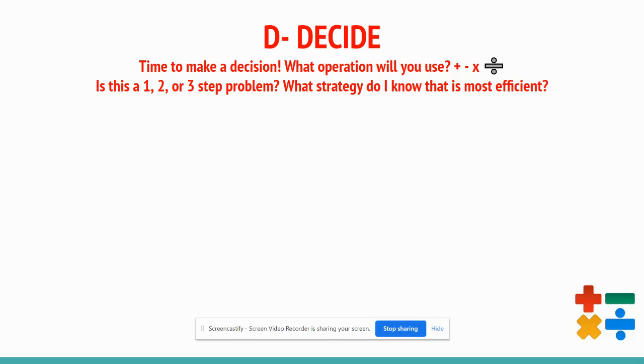Is this a one-step or a two-step or a three-step problem? What type of strategy might you use that's going to be most efficient? This is where you would decide that. You can jot that down. Again, if you need time to think, this is a great time to pause, do some turning and talking and sharing what you might do in order to solve this problem.